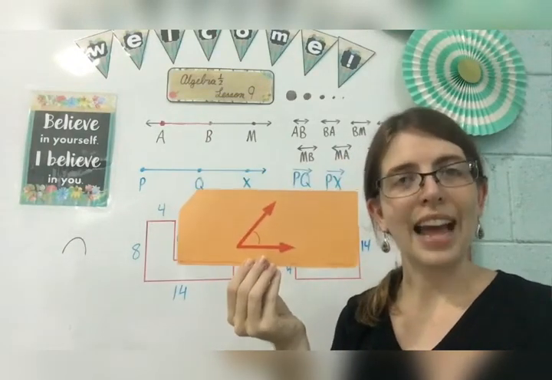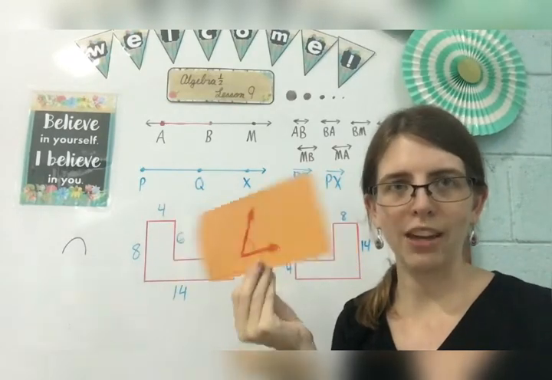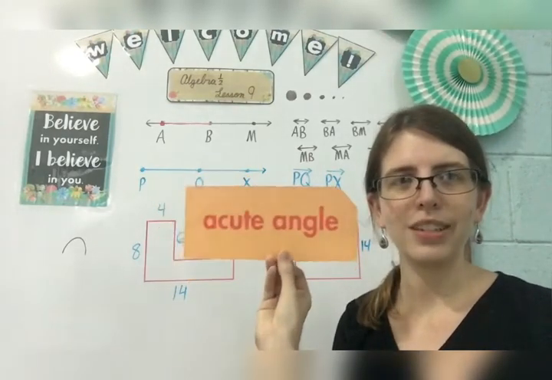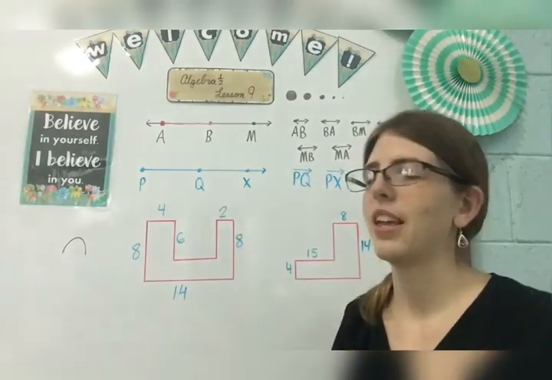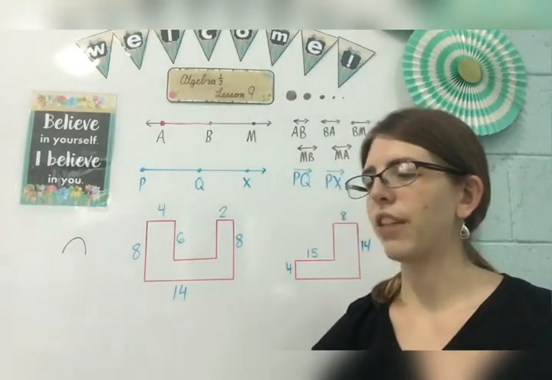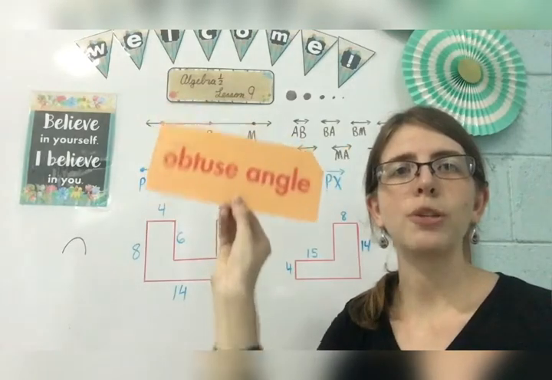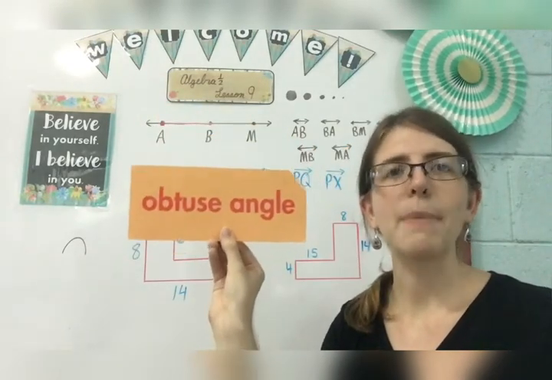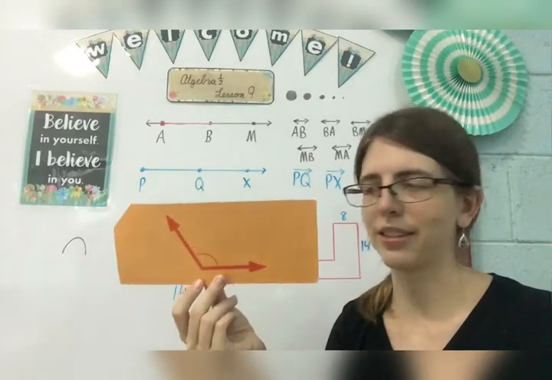An angle that's less than 90 degrees we call an acute angle. Acute angle. We can remember that it's a cute little angle because it's less than 90 degrees. An angle that is greater than 90 degrees, we call an obtuse angle. Obtuse angle. So that's any angle that is greater than 90 degrees.